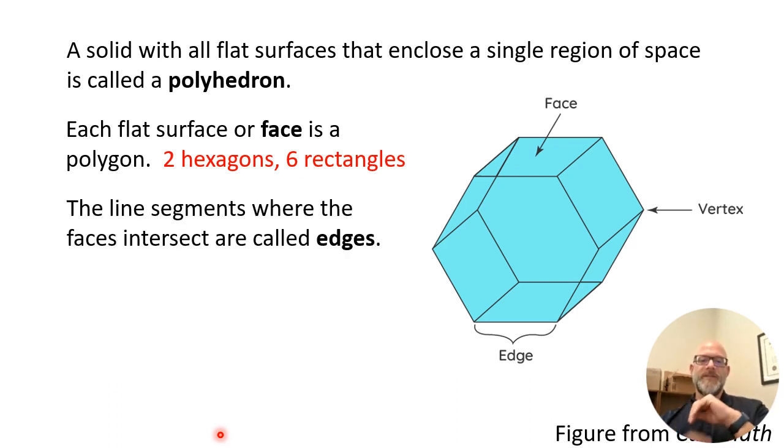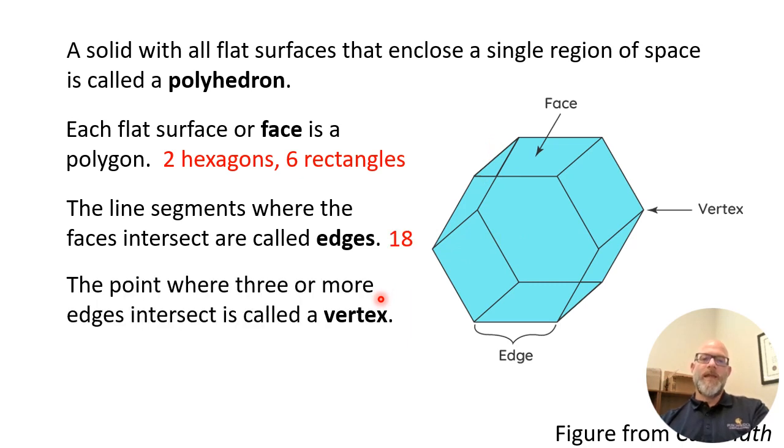The line segments where the face intersects are called edges. Notice the edges are line segments. How many edges do you see? An easy way to count them would be 1, 2, 3, 4, 5, 6. In the back, you got 1, 2, 3, 4, 5, 6, and then there's the 6 connecting edges for a total of 18. The point where 3 or more edges intersect is called a vertex.